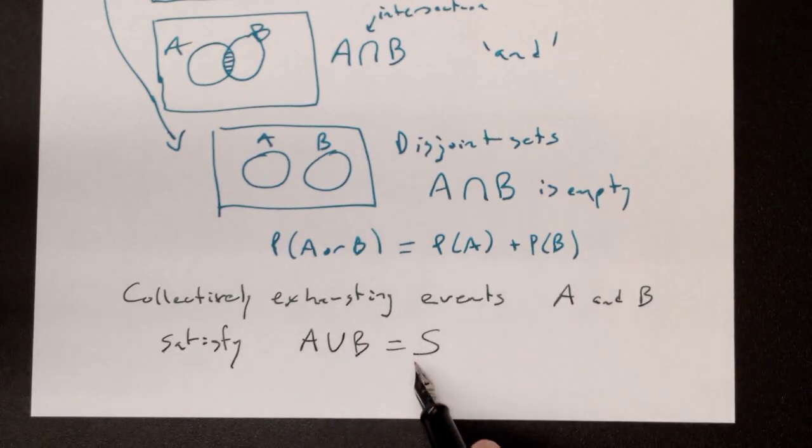Our sample space, right? Our universal set. Now, most of the time, I'm going to want both of these things to be true at the same time. I'm going to want sets that are collectively exhausting and mutually exclusive. But it's not a requirement. They're independent ideas. You can have mutually exclusive without collectively exhausting, and collectively exhausting without mutually exclusive.